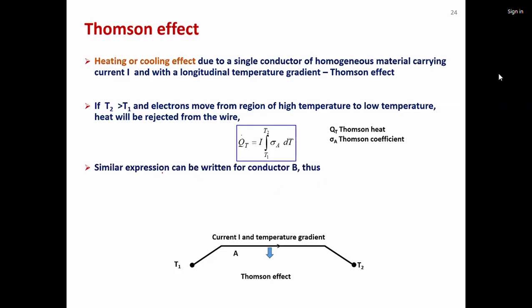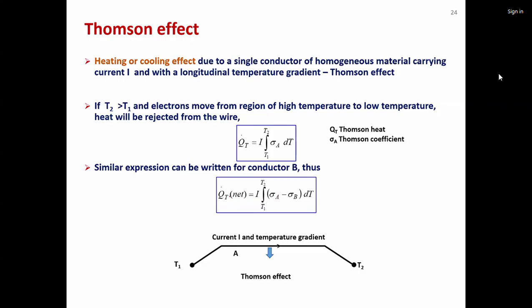And a similar expression can be written for the other conductor, conductor B. Let's say this is for conductor A. For the other conductor, if this is going from high temperature to low temperature, there it is high temperature for the second one. So that will have a negative sign here, because the heat will be absorbed for the other one, because now the direction of current is from low to high. The direction of the electron is from low to high, so this will be negative.